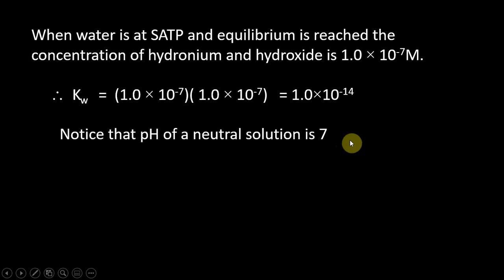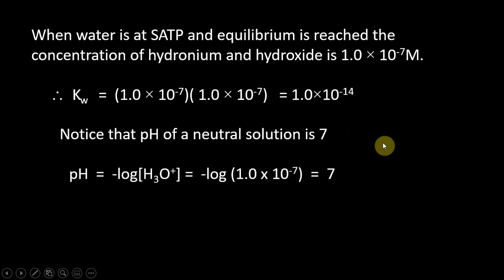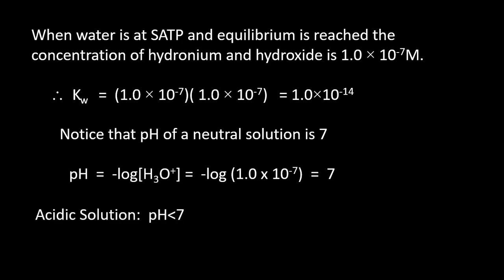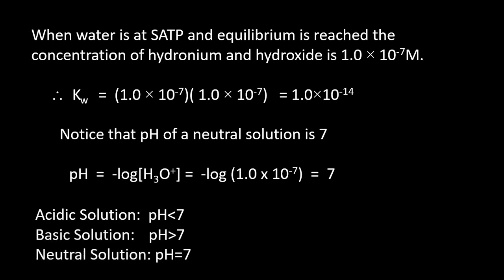Right, and so then the pH of that neutral solution is 7, because that's based on the negative log of the concentration of the hydronium ion. pOH would also be 7 because it's the negative log of the hydroxide ion concentration. So if something is acidic, the pH is less than 7, and basic solutions have a pH greater than 7.